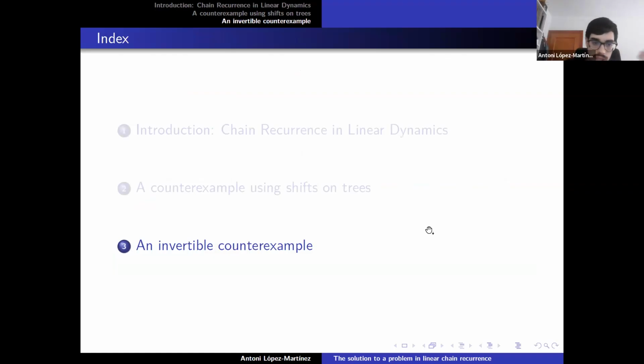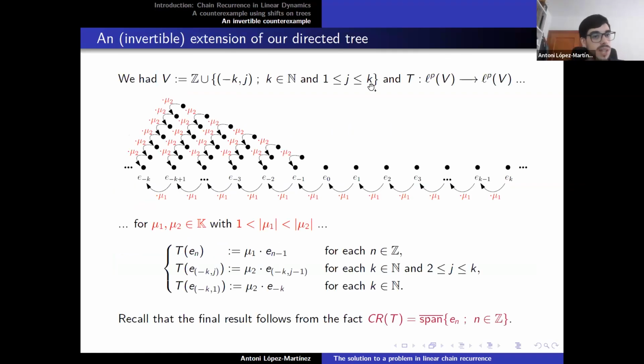And this is what I would like to present in the last two or three minutes of this talk. I'm not going to give all the details, but the idea is to modify the counterexample that we have just presented in the second part of the talk. And in fact, this is the counterexample that we had. So we have here what is called a weighted backward shift on a directed tree. And the final result followed by showing that the set of chain recurrent vectors is exactly the linear span of the zeta level, which are the vectors that we have here.